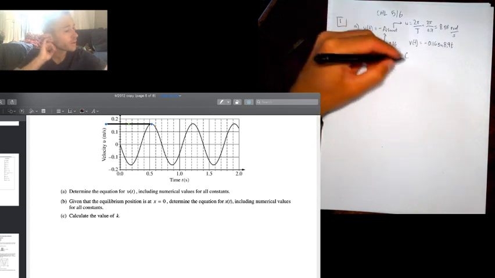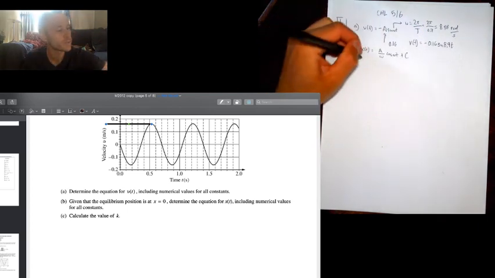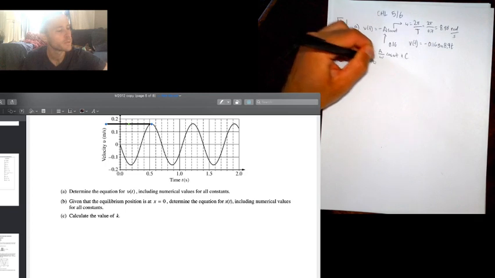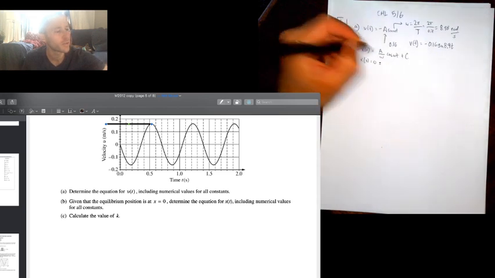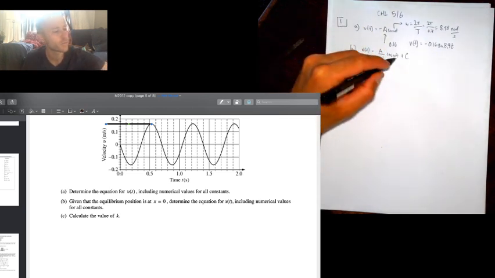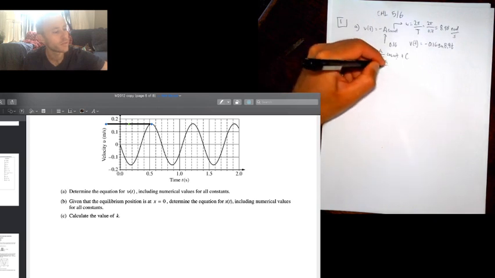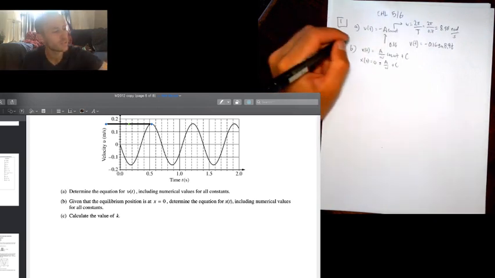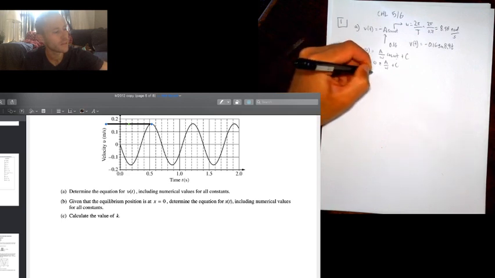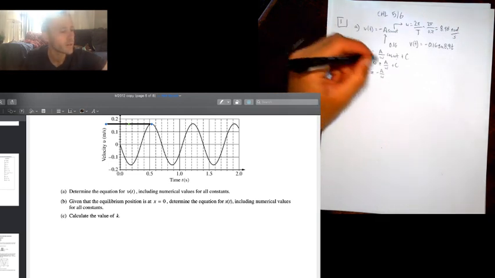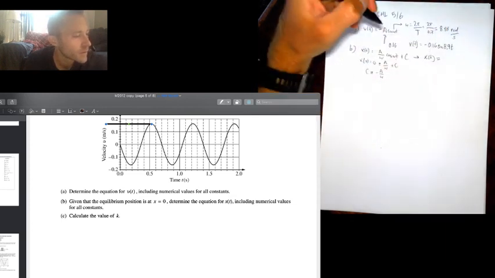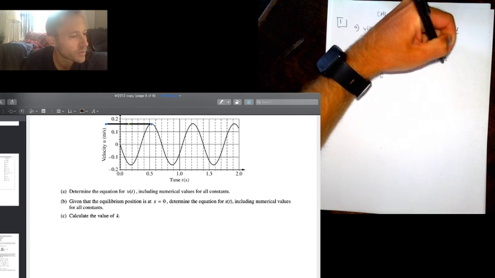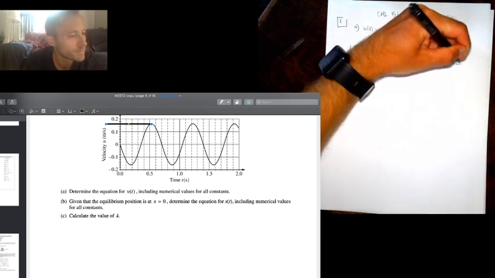So what is that constant going to be? Well, we know that x of 0 equals 0. If we plug in 0, cosine of 0 is 1. So we have a over omega plus c, which means that c equals minus a over omega. Therefore, x of t is a over omega times the quantity cosine of omega t minus 1.